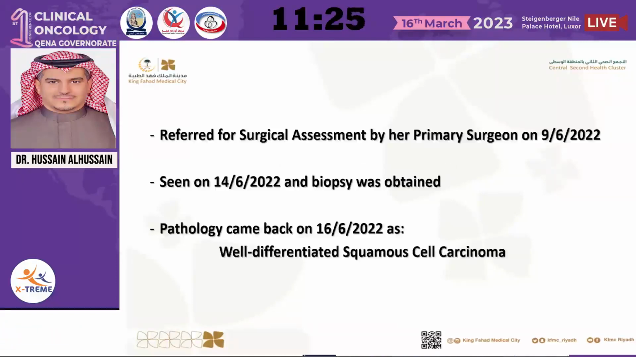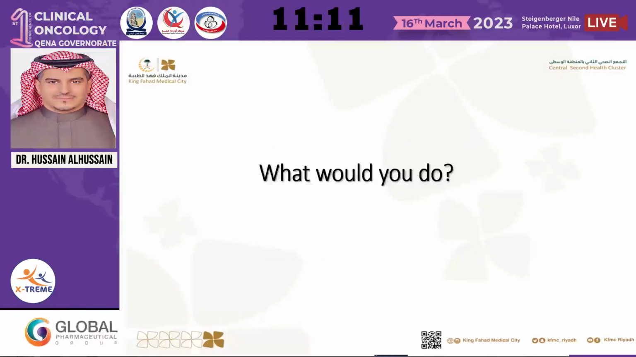The patient had been referred for surgical assessment by her primary surgeon, seen within 5 days. Biopsy was obtained that came back as well-differentiated squamous cell carcinoma. Next. Next.